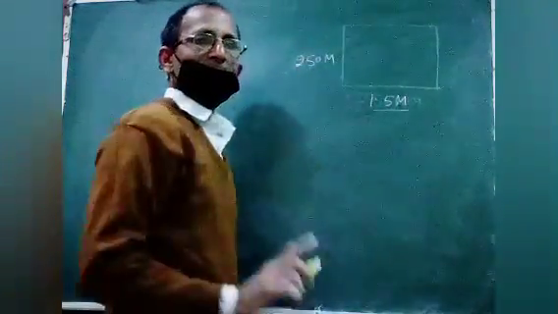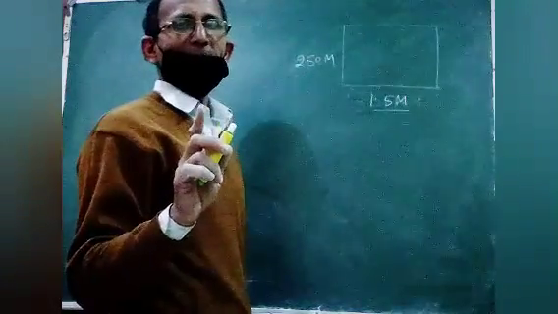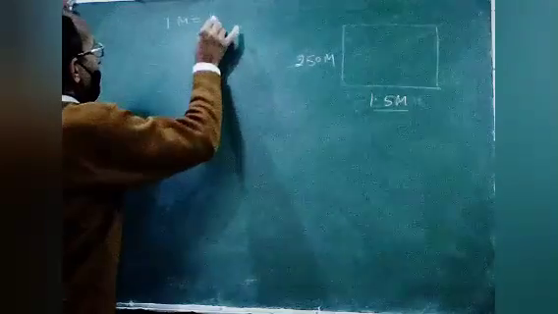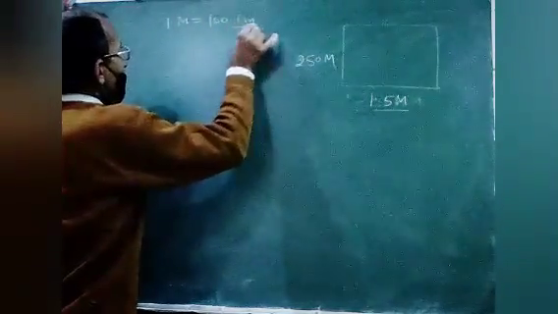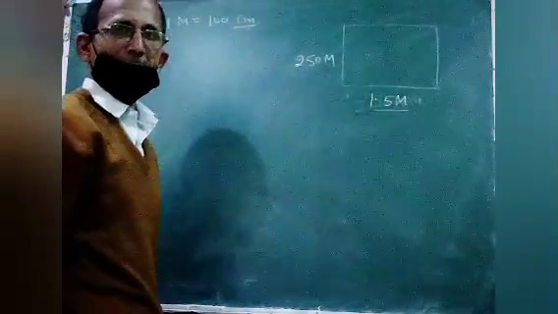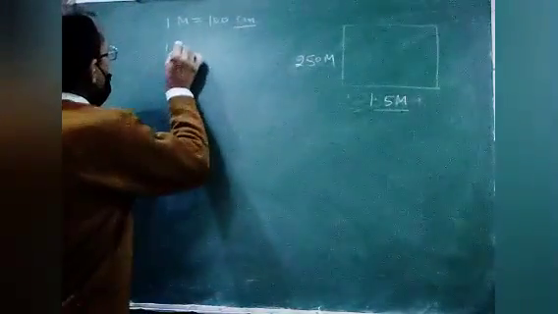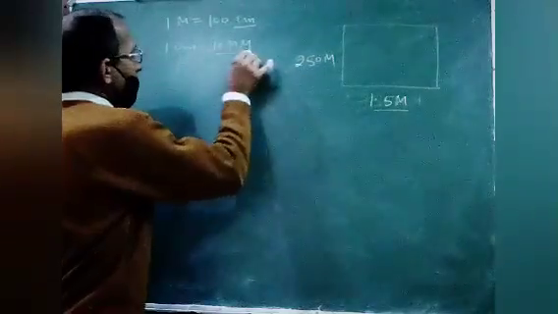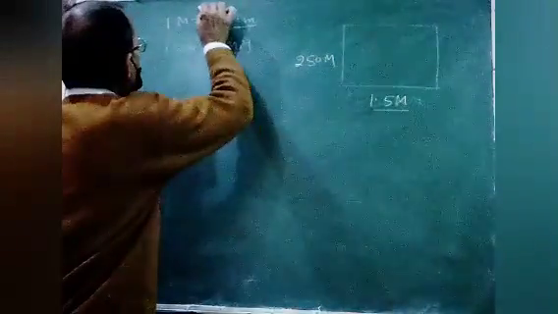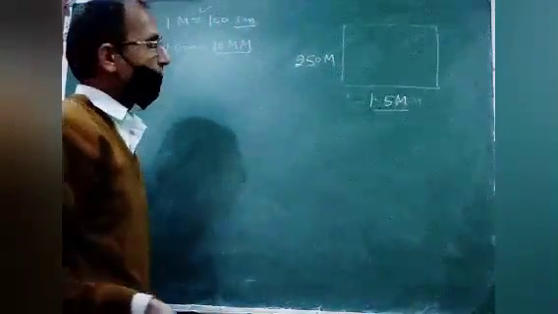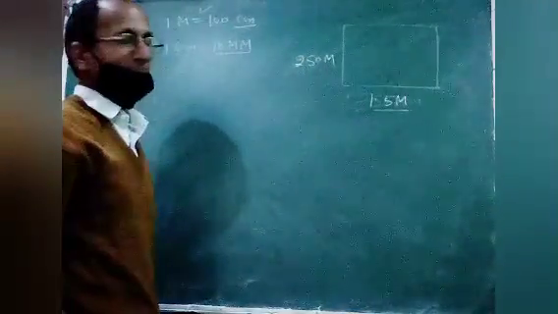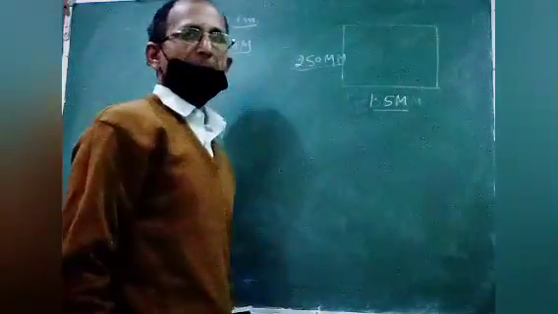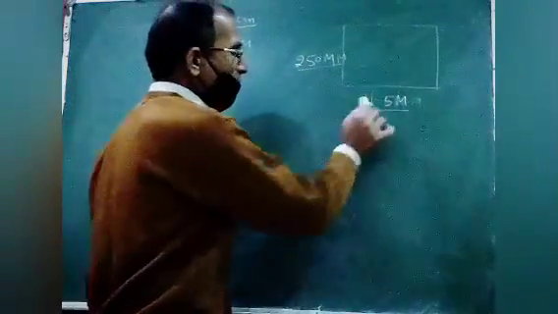Now for this one, 1 meter has how many centimeter? 1 meter is equal to 100 centimeter. And 1 centimeter has 10 millimeter. So now I will convert this meter into centimeter or centimeter into meter, as you like. So 250 millimeter and this is 1.5 meter.